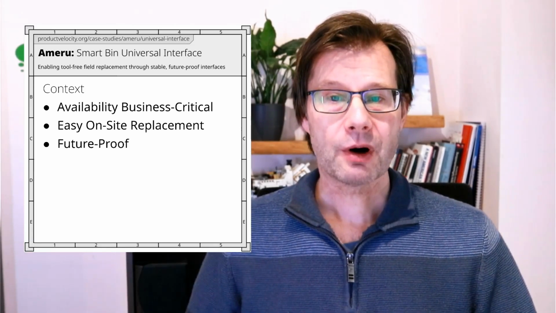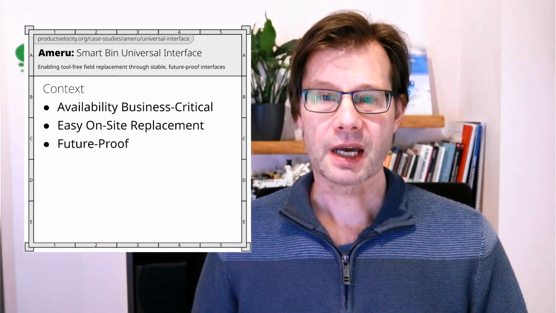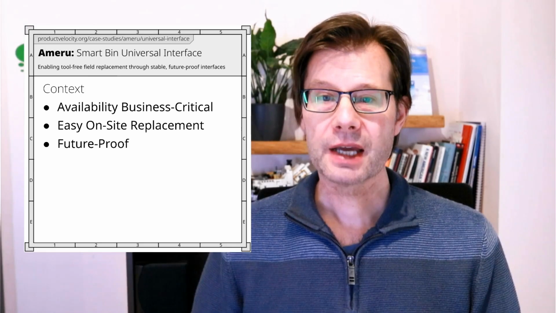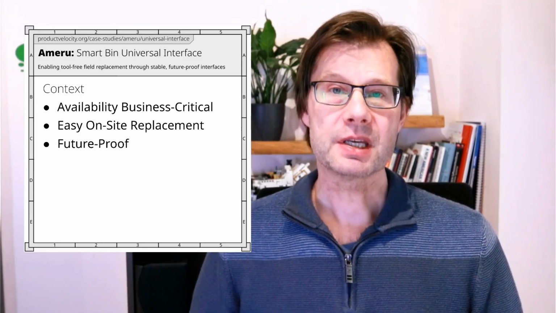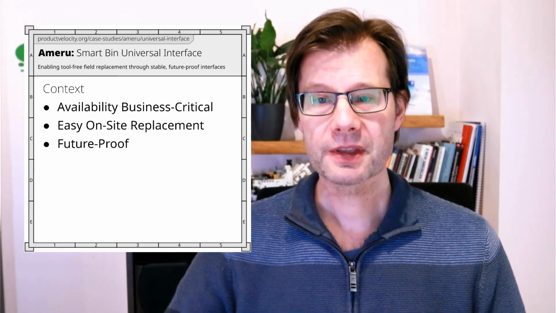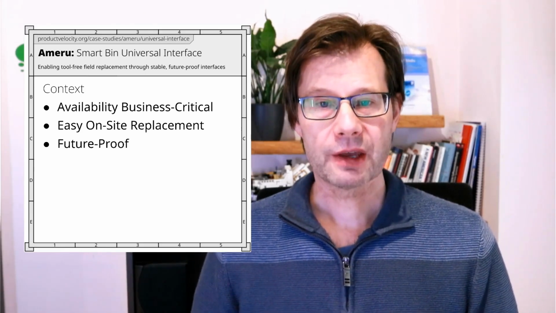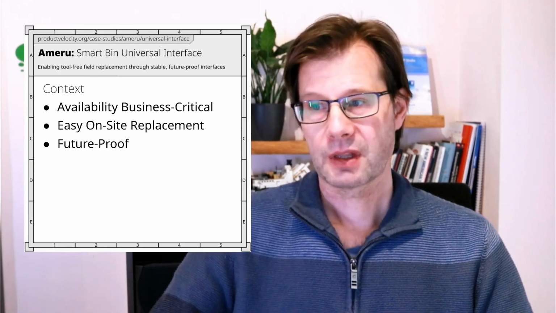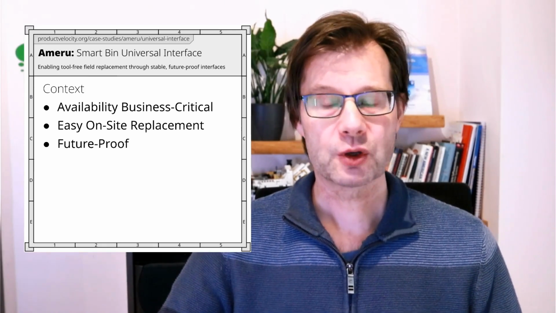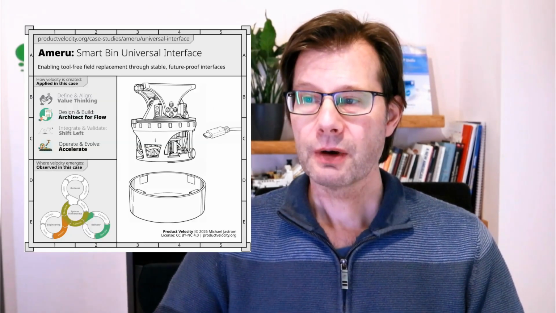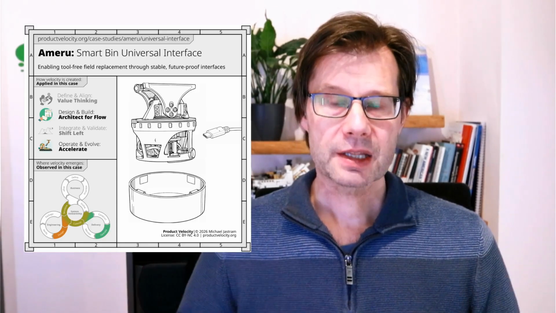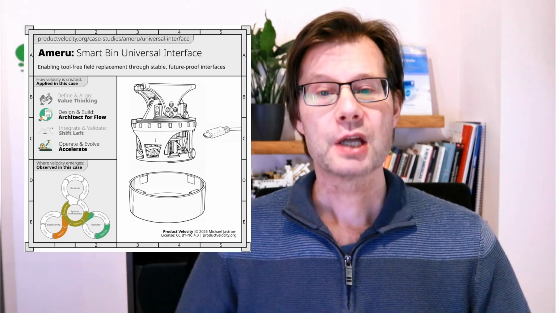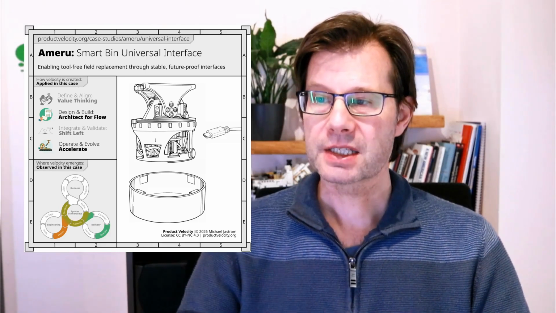They had a number of imperatives on the business side. For example, availability was business critical. And so they decided to make on-site replacement easy as a solution to that. But at the same time, they really wanted the interface to be future-proof and not be stuck with an interface that would evolve and become incompatible over time. So this is how I present the case study to you on the website. And there's of course also a lot of text to explain what is visualized here.